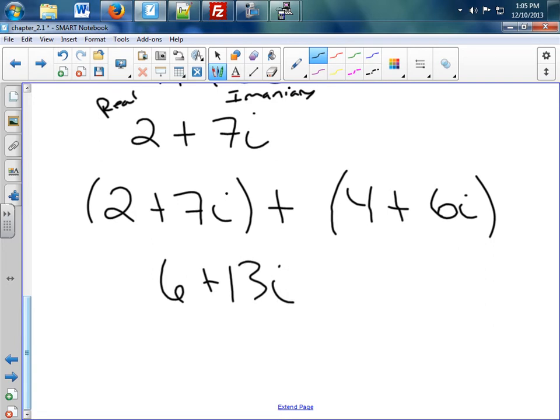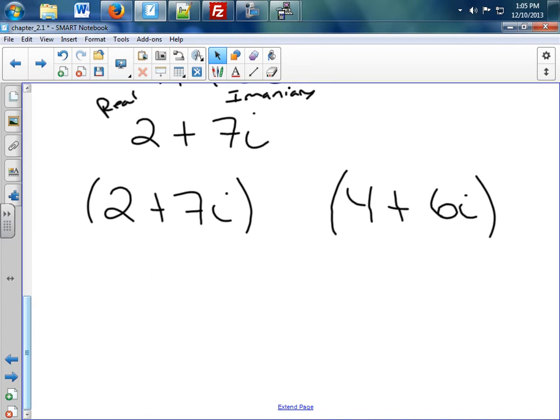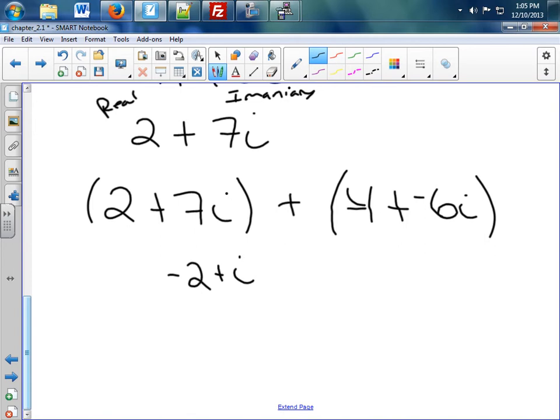Adding isn't too bad. We can also subtract them, so I could just erase this and put a minus. Now this is why way back in Algebra 1 we taught you to change the signs, because you use it forever. 2 plus a negative 4 is negative 2. 7 plus a negative 6i is i. So you can add them, you can subtract them, you can also multiply them.